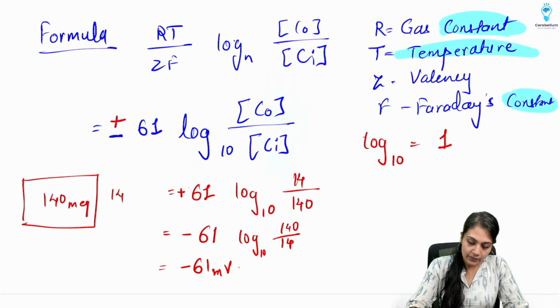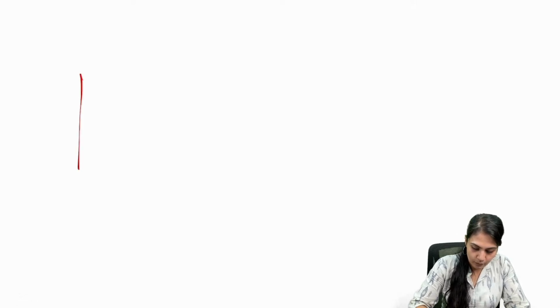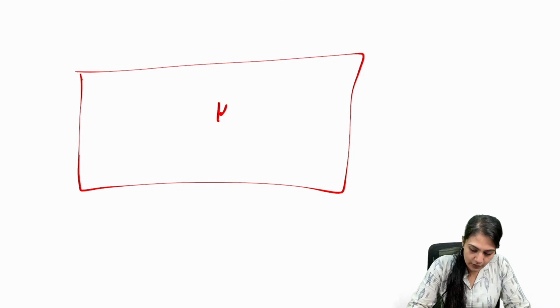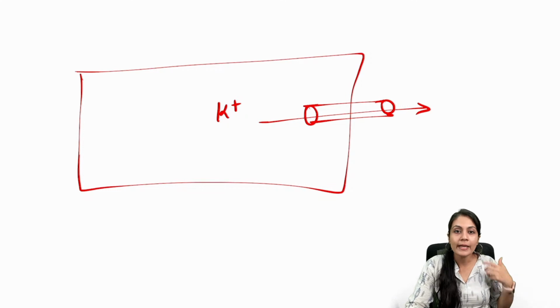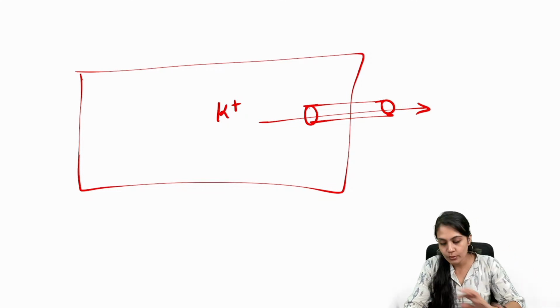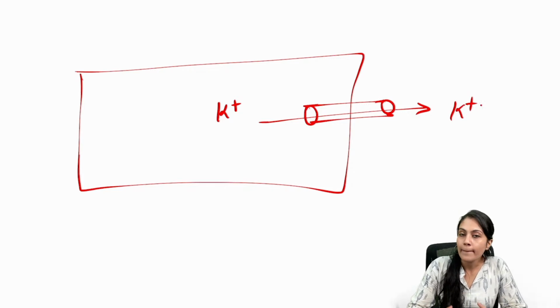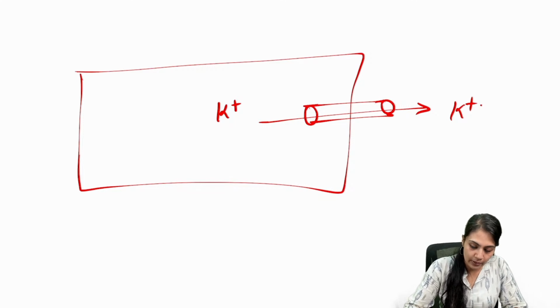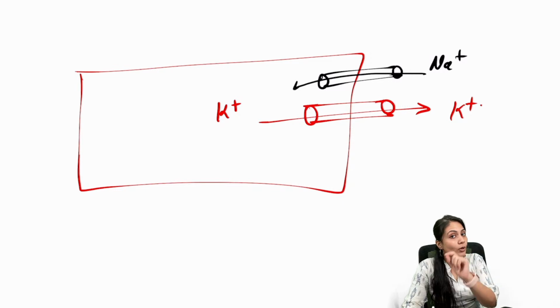Then remember, if there is a cell and there are different ions present, so suppose this is the cell, okay? If a positively charged ion is leaving the cell, what is going to happen? Definitely a positively charged ion leaving the cell will make it negative. Why? Because the charges are also going to go outside with that ion, and that's why inside there will be negativity. The opposite thing is going to happen if I allow the positively charged ion inside the cell. So if I am talking about sodium, what is going to happen? Sodium is a positively charged ion.